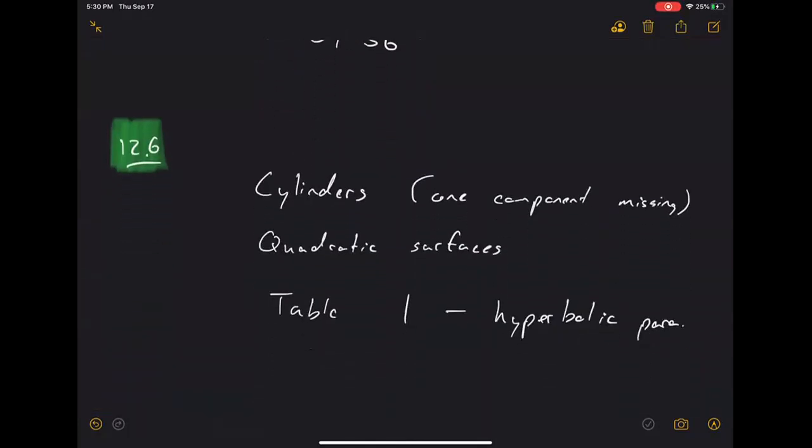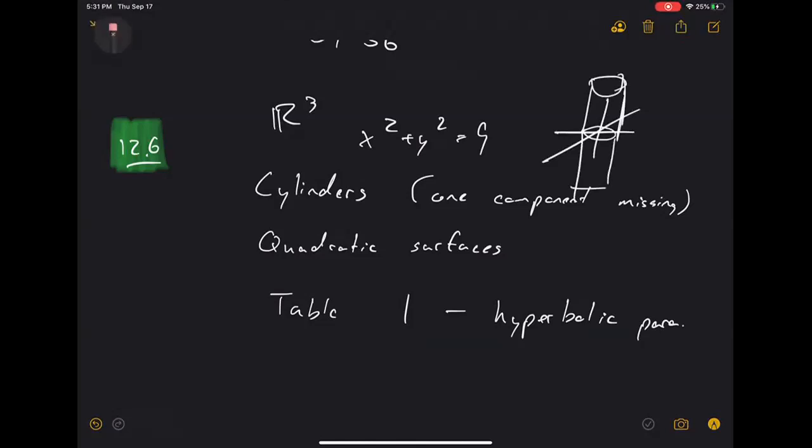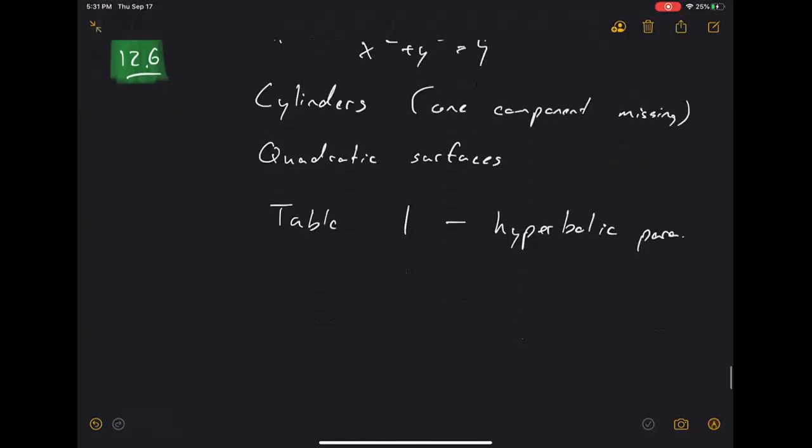All right. Cylinders, remember that's when one component is missing. What I mean is, if you have an equation like x squared plus y squared equals 9, well, in R2, that's a circle. What is this in R3? It's a cylinder, right? This is a circle in the xy plane, and then since there's no z coordinate specified, it just goes up and down forever. So that's a cylinder. In general, if one component is missing, that should be a cylinder in R3.